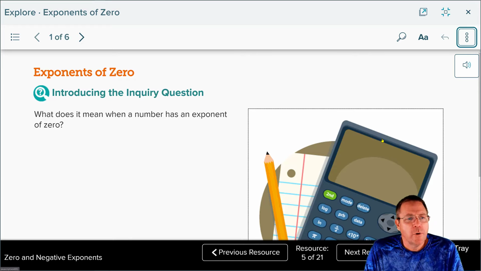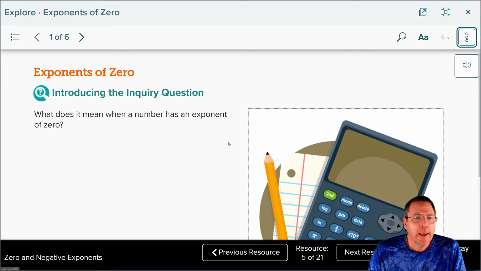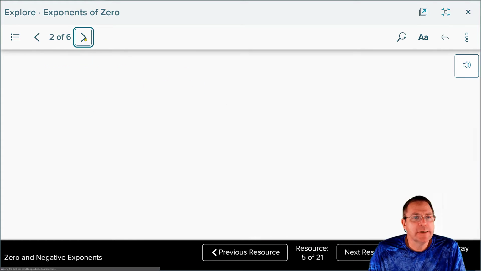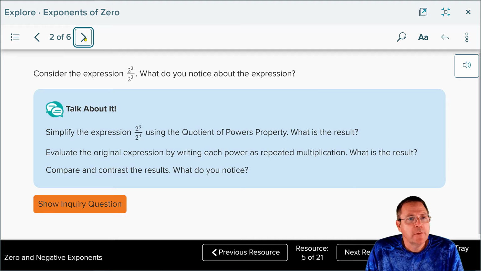So our inquiry question wants to know, what does it mean when a number has an exponent of 0? And we're going to explore that just a little bit and see how all that works. Consider the expression 2 cubed divided by 2 cubed. What do you notice about the expression?